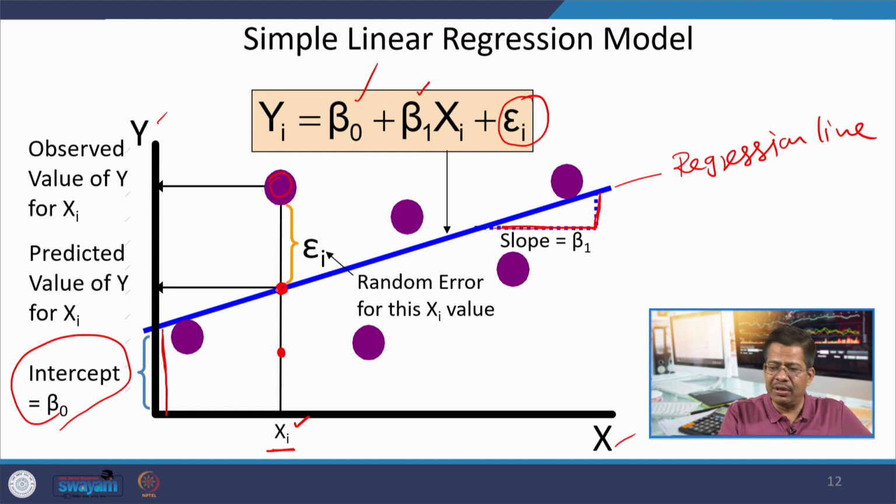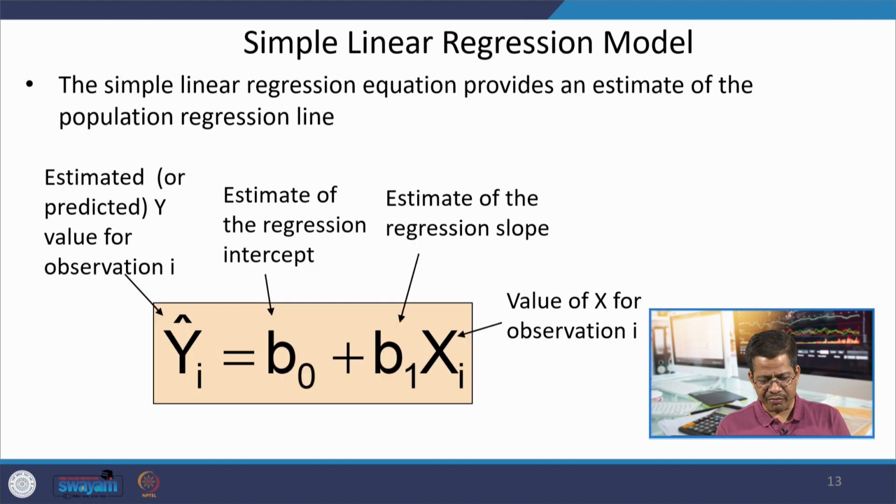The predicted value of the variable will always be on this line of regression. It is possible that the observed value of y may also be on the same line, or the observed value may be above or below the line. So the difference between the predicted value and the observed value is basically your error term, the random error at a particular value of x. That is how in this diagram you are able to understand the meaning of this linear regression equation.